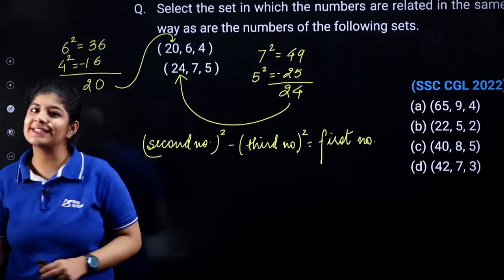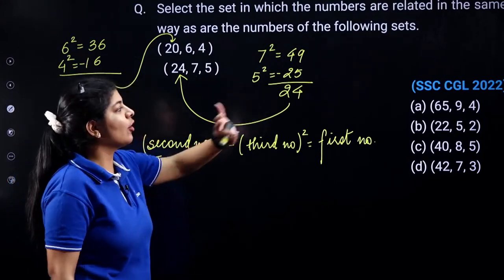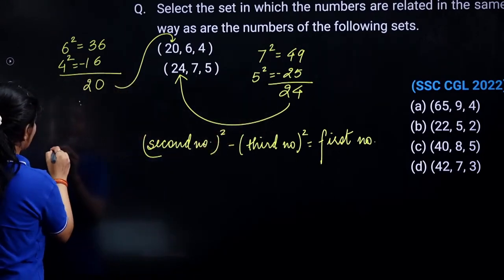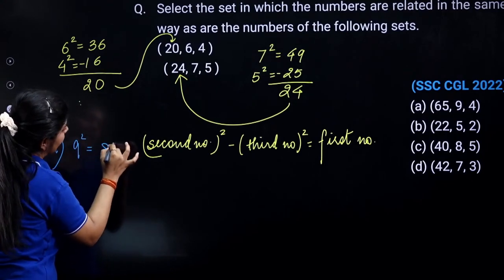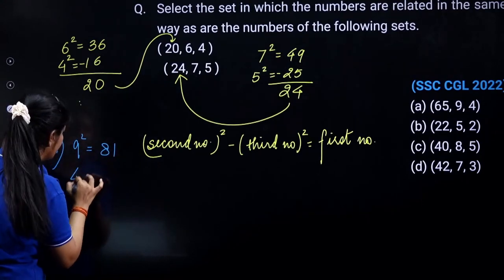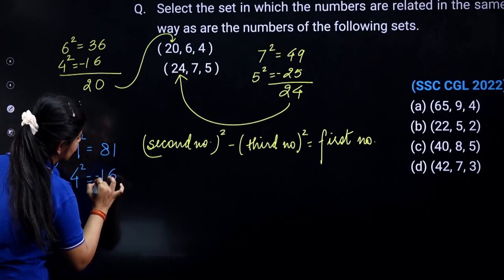Now we have to check the same logic or the same pattern with our options. I am checking my option number A. What is the square of 9? That is nothing but 81. And what is the square of 4? That is nothing but 16.